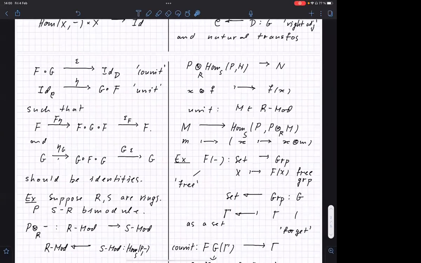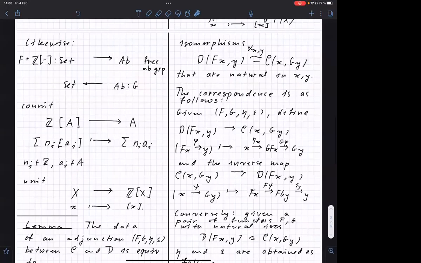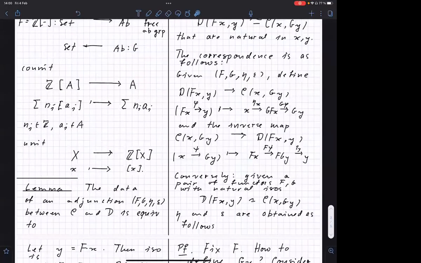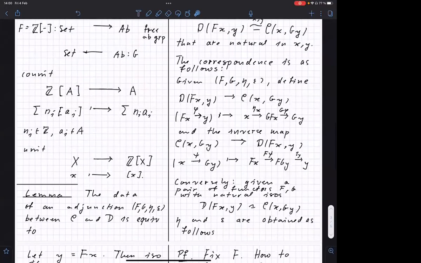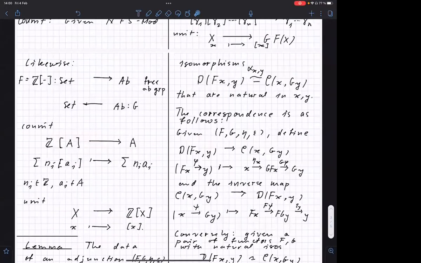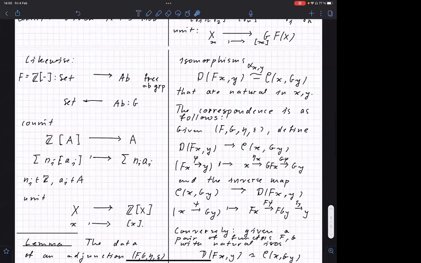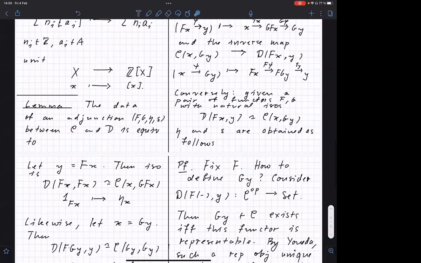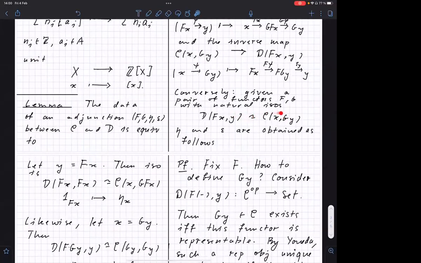Okay, so that's how you go from this kind of adjunction data, F, G, eta, epsilon, to a bunch of natural isomorphisms between Hom sets of this form. And in the other direction, if I have a bunch of these isomorphisms of Hom sets, which are natural in X and Y of this form with F on the left and G on the right, then I need to produce for you eta and epsilon.